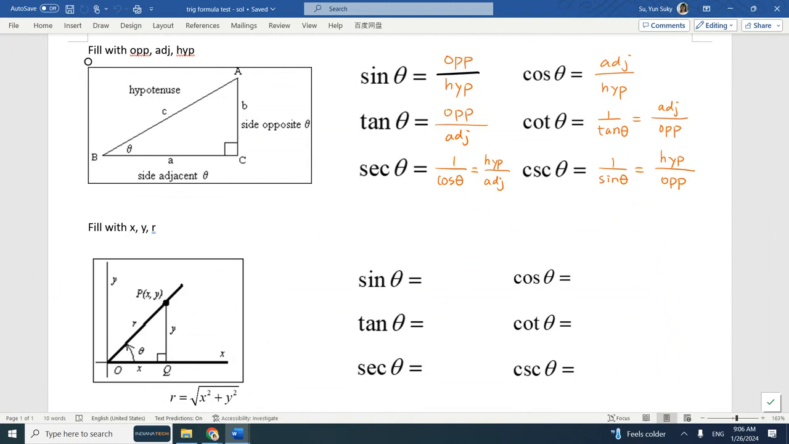Okay, now sine theta. Sine theta is what? Opposite over hypotenuse. What is opposite?